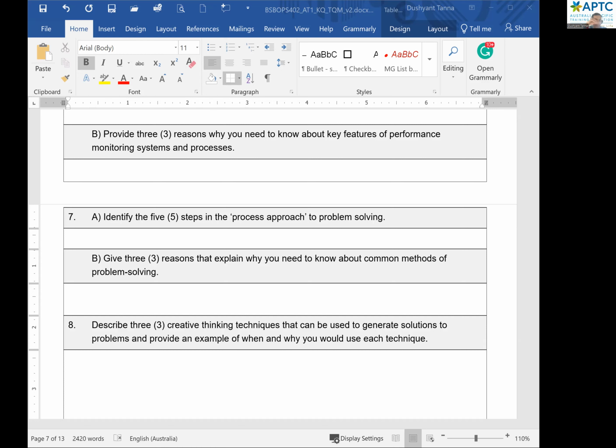Again, you have to read them and expand your answer a bit. Next, give 3 reasons that explain why you need to know the common method of problem solution. 3 reasons. So you're talking about a common problem solving method. Anyone?